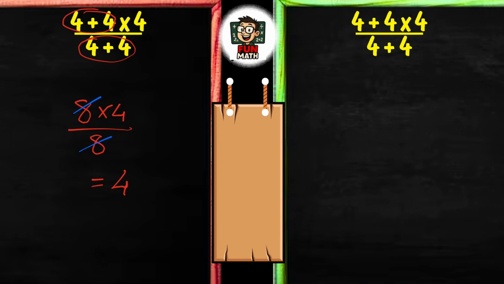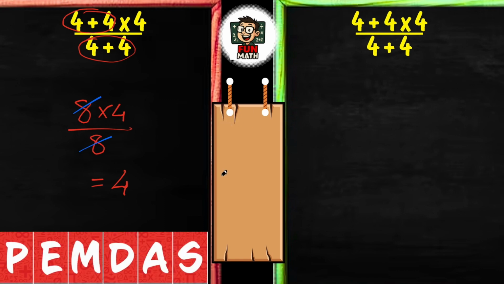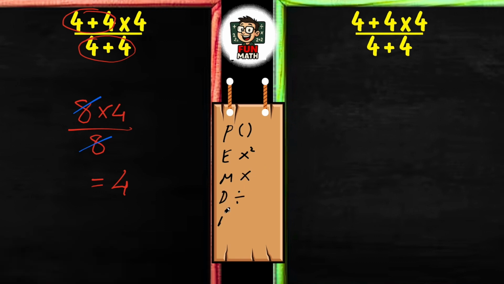the order of operations. We remember the order of operations as PEMDAS. P stands for parentheses or brackets. E stands for exponents or powers. M stands for multiplication. D stands for division. A stands for addition. S stands for subtraction.